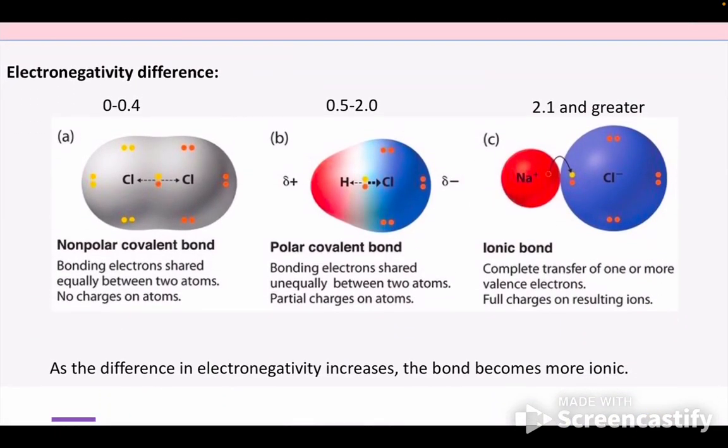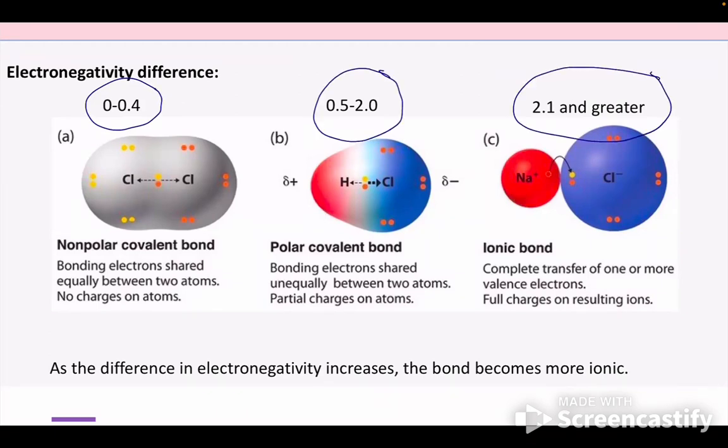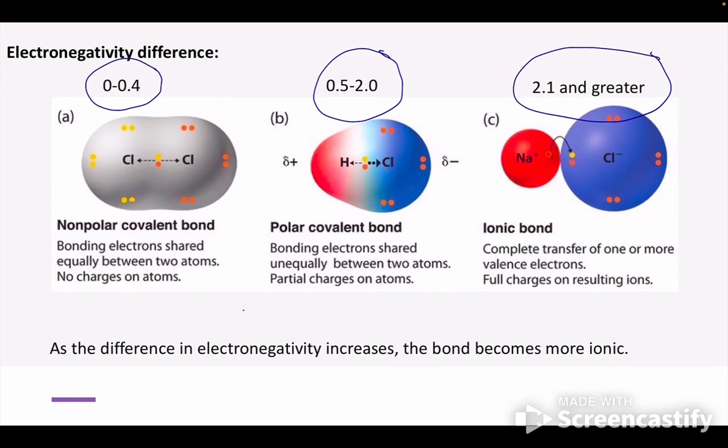So we are going to be using these values for determining what type of bond we have. When we have a bond between two elements, we'll subtract their electronegativities, and if they fall in these different ranges, then we consider them nonpolar covalent, polar covalent, or ionic. It's not a definite cutoff where all of a sudden it turns into ionic. As you go in this direction, the bonds become more ionic. But we will use these numbers as cutoffs.